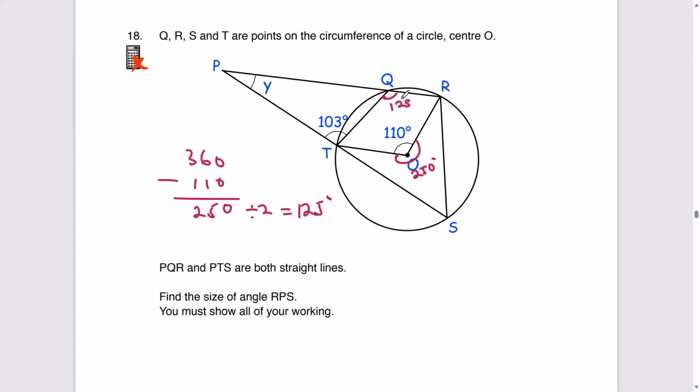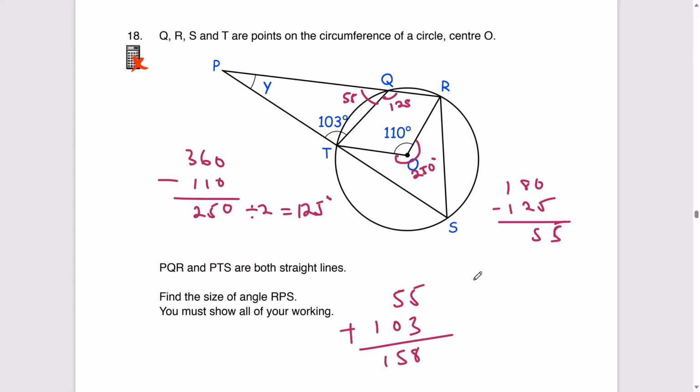And if here's 125, and again, you see this is a straight line, you can easily work out this angle here. So you do 180 minus 125. That's 55 degrees. So here's 55. Now you can see that this is a triangle now. So add 55 plus 103. 158. And then subtract that from 180. Because that's the sum of angles in the triangle. So that's going to be like 22 degrees. So angle Y or RPS is 22 degrees.